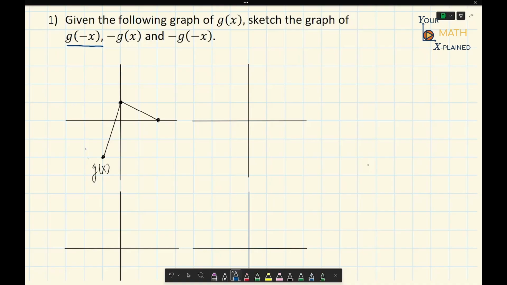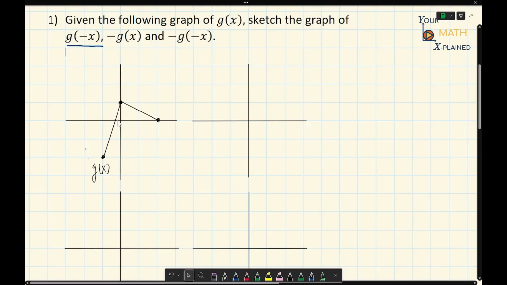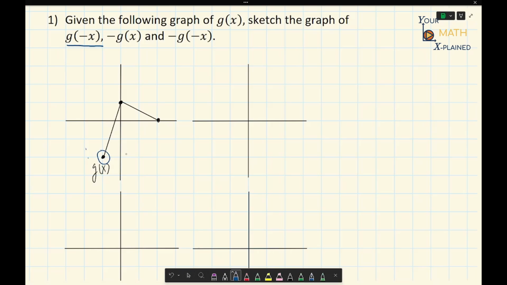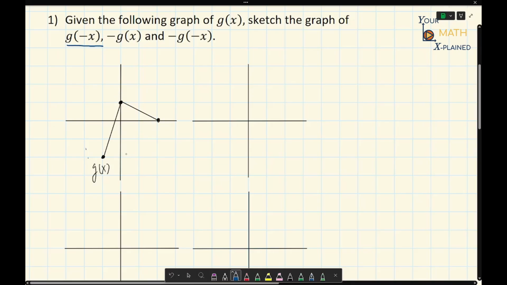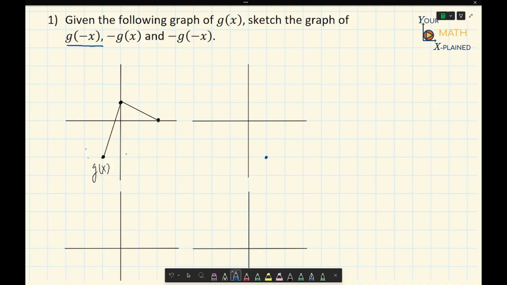So you can either take this original graph and visualize what it's going to look like if you flip it over the y-axis, or you can take these 3 points and change the x value to the opposite sign. That's going to end up looking like here, here, and here. So now, if we connect those 3 dots, that is going to give us our g of negative x.